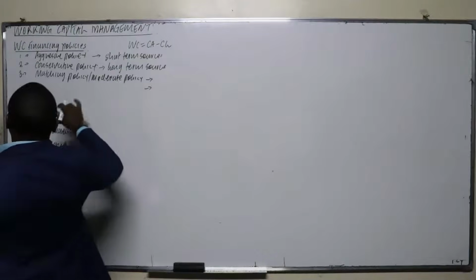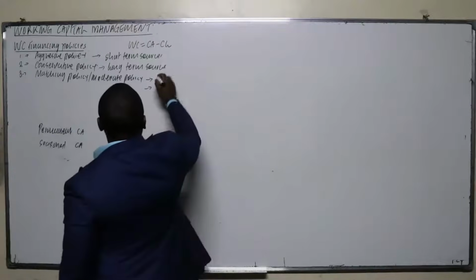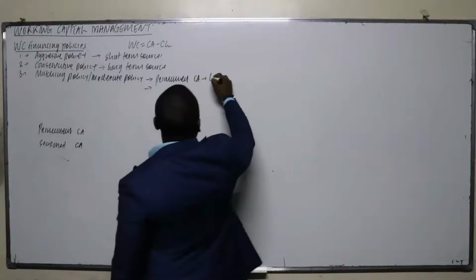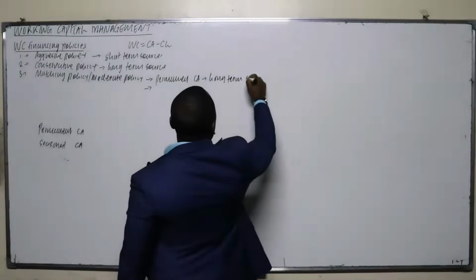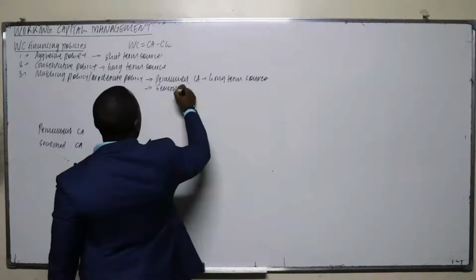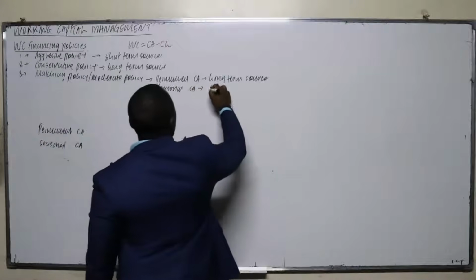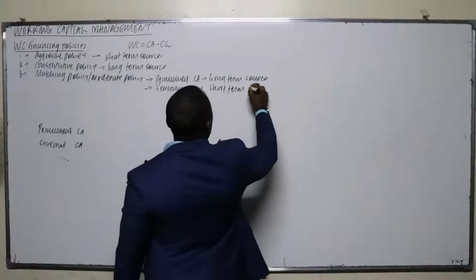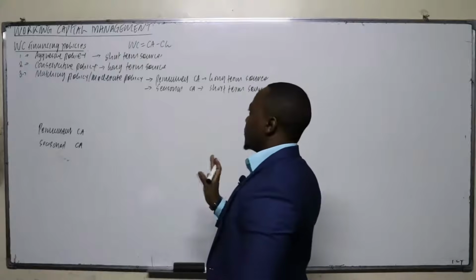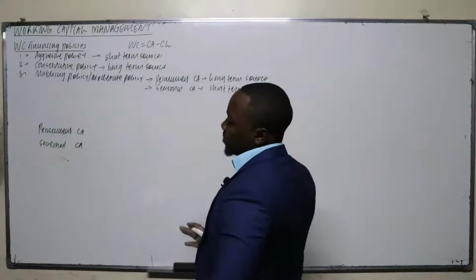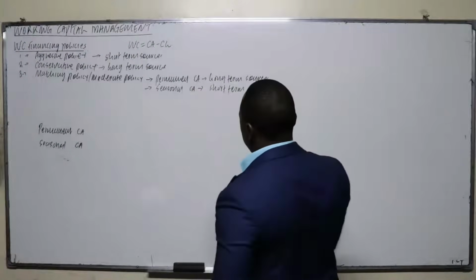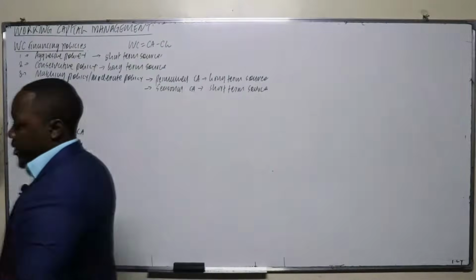So under the matching or moderate policy, the permanent current assets will be financed using long-term sources, and the seasonal or fluctuating current assets will be financed using short-term sources. That means aggressive is short-term sources, conservative is long-term sources, and matching is both. So we are looking at working capital financing policy.